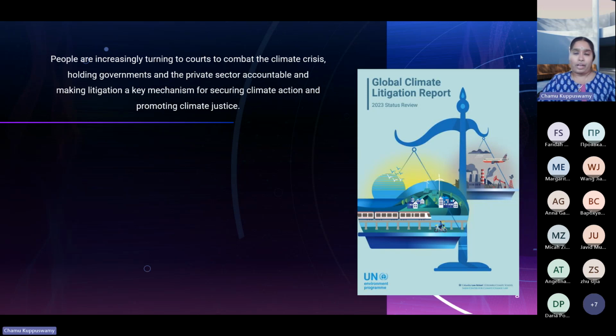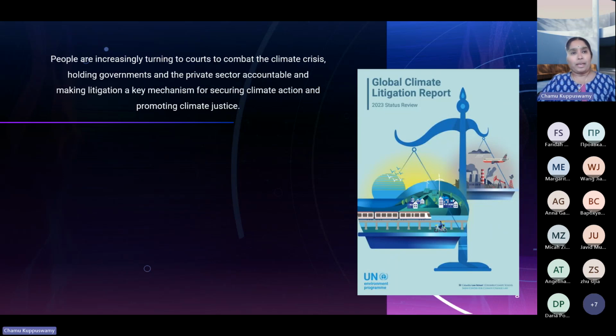The main document that I recommend you to read is this publication from the United Nations Environment Programme, which is one of the UN organizations. And as the name suggests, it relates to protection of the environment. They have been publishing status reports on global climate mitigation. This is the third status report they have published. And a lot of the material that I'm dealing with today comes from this report.